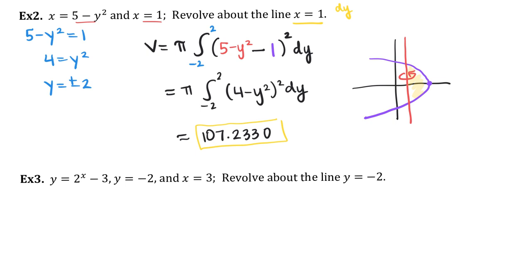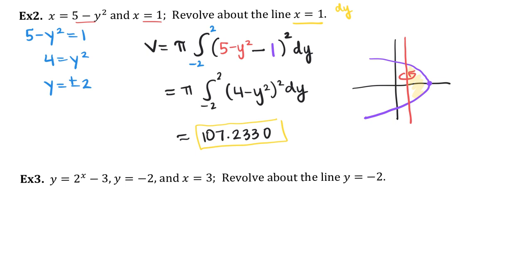Okay, so we found that y is negative 2 to 2, negative 2 to 2. That looks correct. And then from the axis, the farther function was the 5 minus y squared, and then the closer function was the 1. And I would have ended up with the same equation and the same answer. So if the picture is helpful to you, use the picture. If the picture doesn't help you, you can do it without.